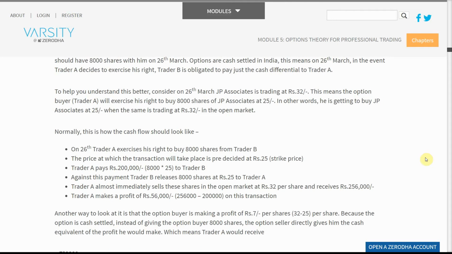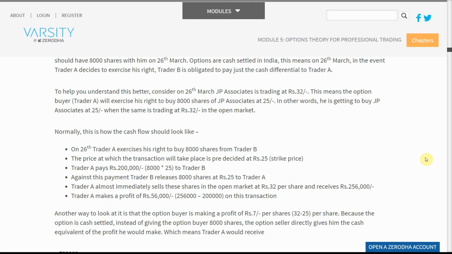On the 26th, Trader A exercises his right to buy 8,000 shares from Trader B. The price at which the transaction will take place is pre-decided at the 25 rupees strike price. Trader A pays 200,000 rupees, which is 8,000 * 25, to Trader B. Against this payment, Trader B releases 8,000 shares at 25 rupees to Trader A.